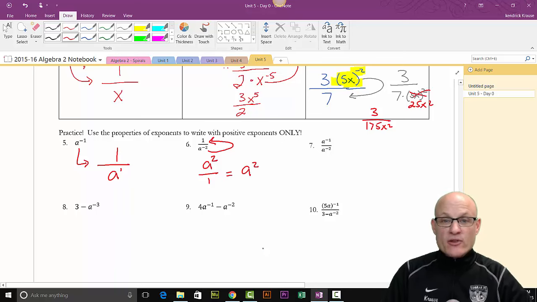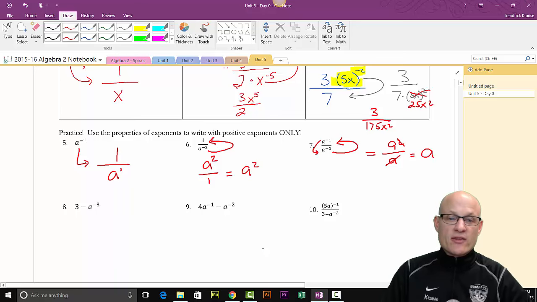Here we got a little bit of both. This one's going up. This one's going down. So this really is a squared over a. Now, who has more a's? The numerator. How many more? 1. So we'll subtract 1 off there and subtract 1 off there, and I get a.